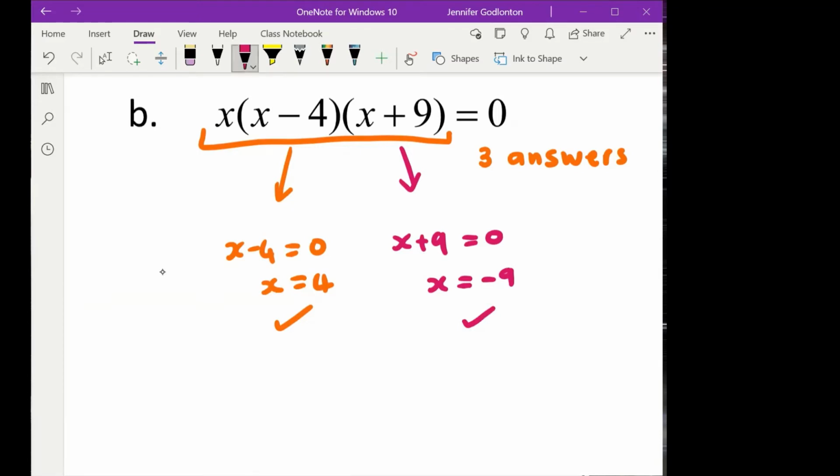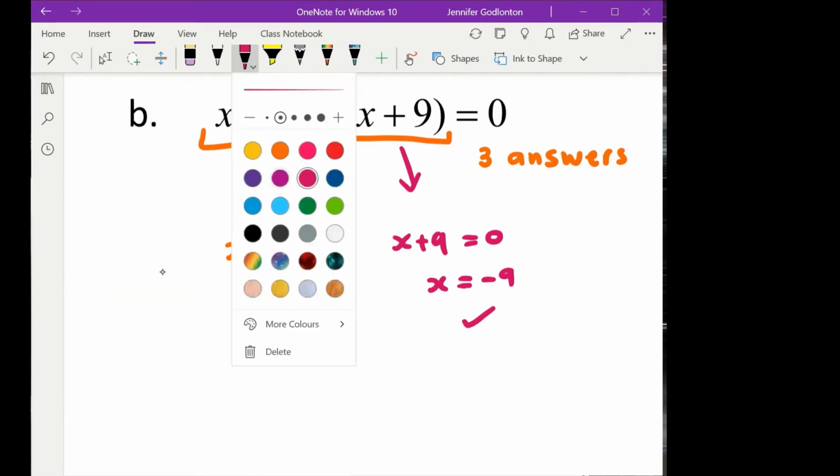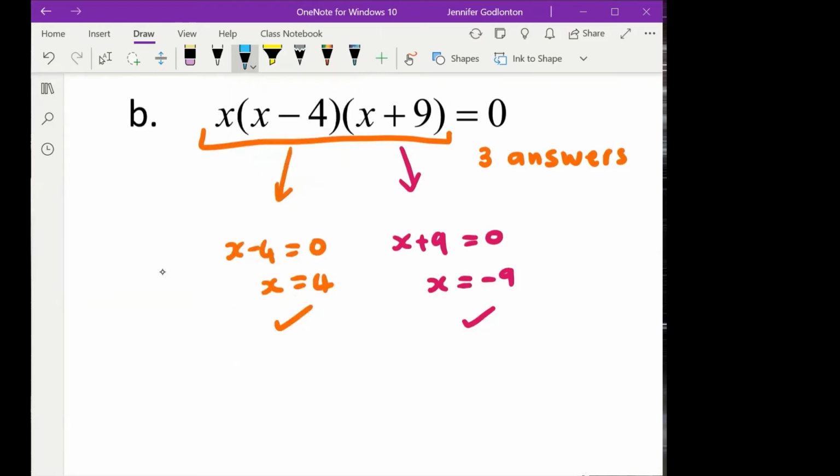Last answer here, Jabula, lovely, excellent. This one over here, there's no bracket for me to use, but it is being multiplied. And so my last answer here would be that x is equal to 0. So we're just saying that this x is equal to 0. So we've got answer number 1, answer number 2, answer number 3. Those are our 3 that we are looking at here.